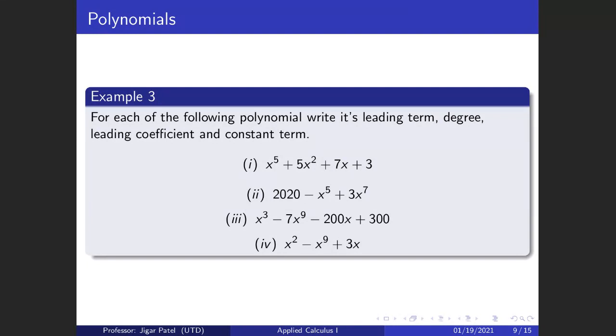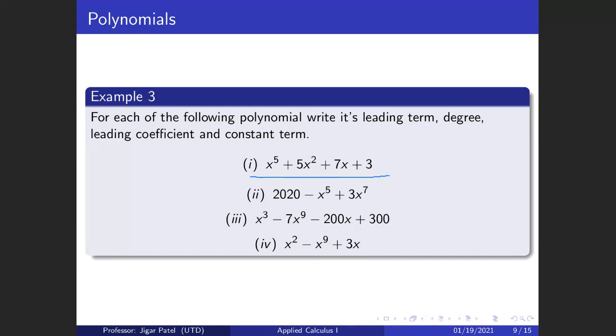I give you this polynomial x to the 5 plus 5x squared plus 7x plus 3. What you need to do is give me the leading term, leading coefficient, degree of the polynomial, and the constant term. These are the four things we would like to find out. Okay, so first let's find out those two terms, leading term and the constant term.